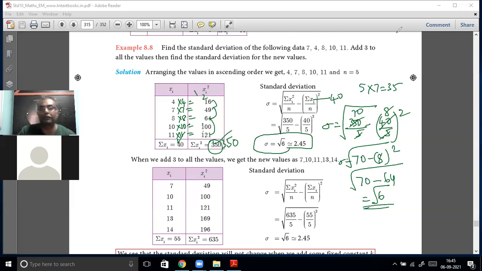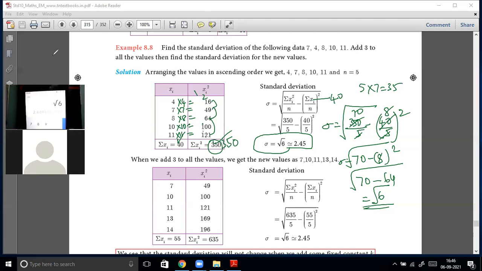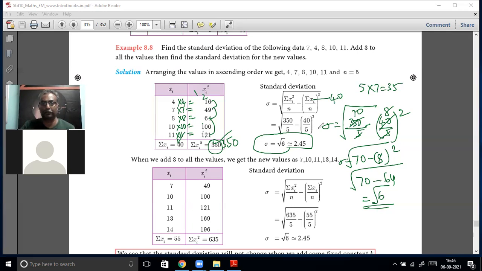Now, root of 6 won't come 2.24. It is 2.449, so that is why it is put as 2.45. You round it off. So this is correct. 2.45 is correct.